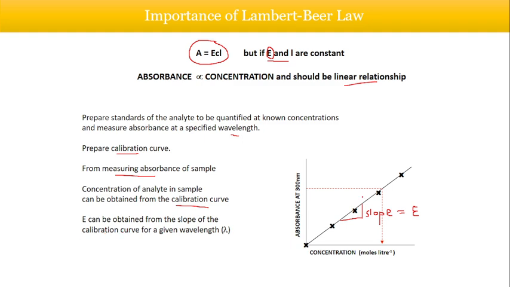So from this graph or calibration curve, we can calculate the epsilon of an analyte whose molar extinction coefficient is not known to us. If a random sample is given and we are asked to find the molar extinction coefficient of that particular sample, we can use this method by drawing the calibration curve.